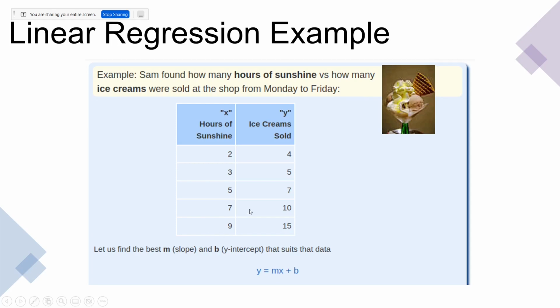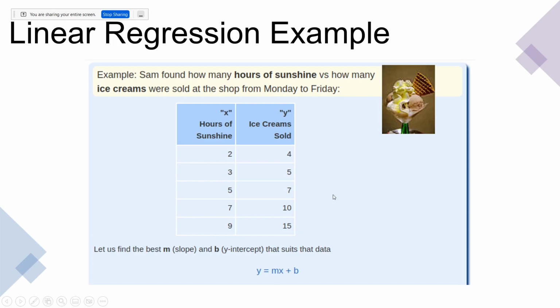Okay, so let's see an example. We have x values as the hours of sunshine, and we have the measurements. So this is the observation, and this is the measurement, ice creams sold. If you have 2 hours of sunshine, let's say you sold 4 ice creams. If you have 3 hours of sunshine, you sold 5 ice creams. And that's going on like this. If you have 9 hours of sunshine, then you have, let's say, sold 15 ice creams.